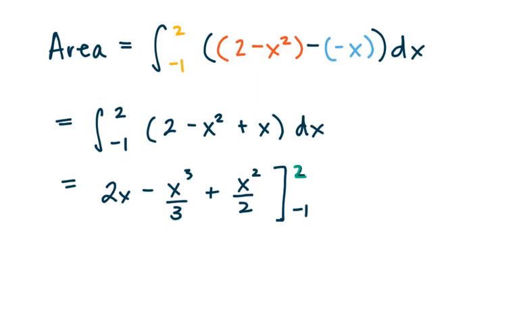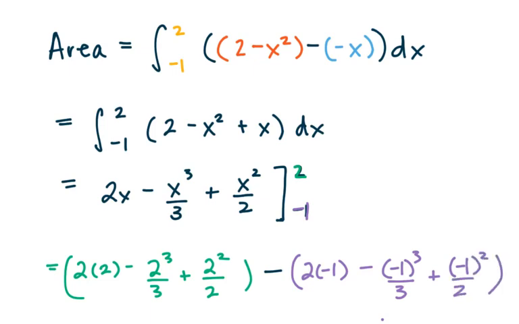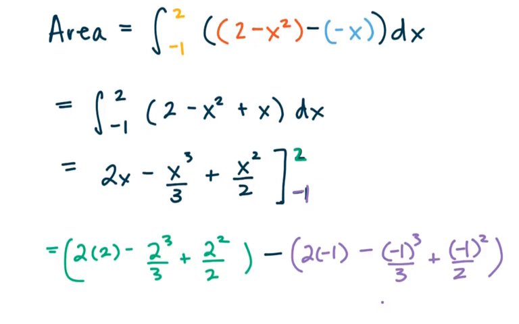I will plug my 2 in first, which gives me 2 times 2 minus 2 cubed over 3 plus 2 squared over 2. We then need to subtract what I get when I plug in -1. That would be 2 times -1 minus (-1) cubed over 3 plus (-1) squared over 2. Make sure you're using your parentheses. Those are going to be your friends here.